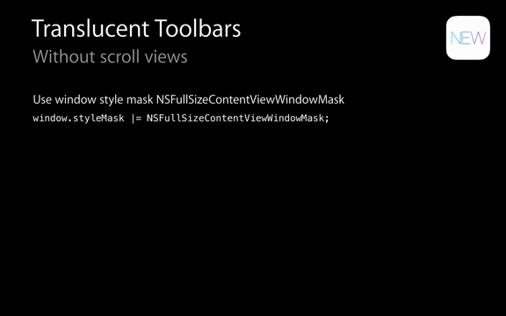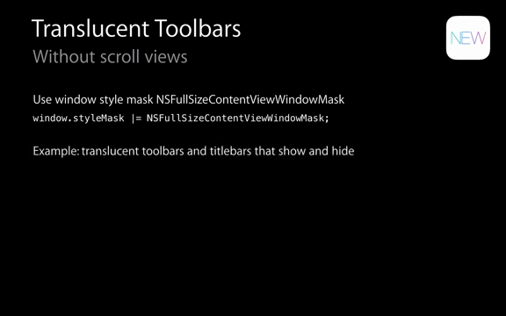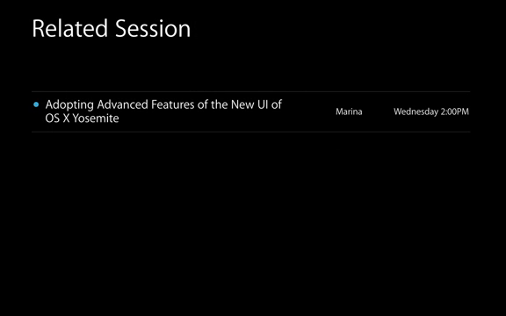But if you don't have that, you can still get it by using this new window style mask, NSFullSizeContentViewWindowMask. Simply OR that in with your existing window style mask, and you'll get the transparent, translucent toolbar style. This can be useful for things such as toolbars or title bars that show and hide over content that is not in a scroll view, or the scroll view is not right at the top. Lots more details about this in tomorrow's advanced session, Adopting Advanced Features of the New UI of OS X Yosemite.